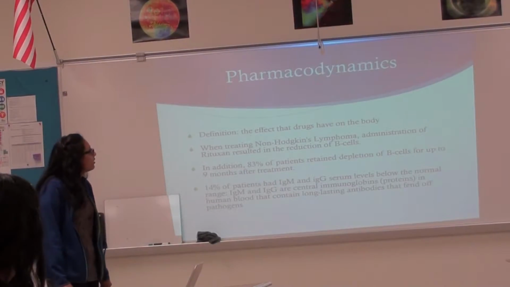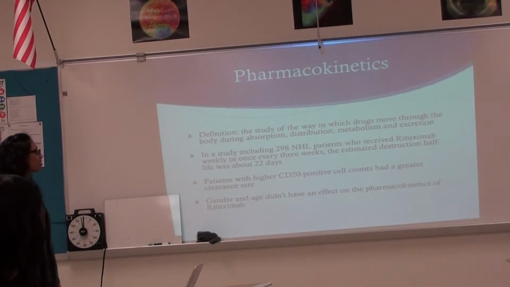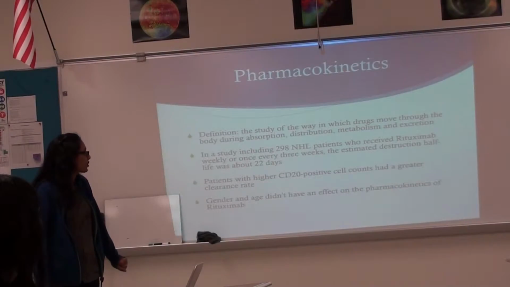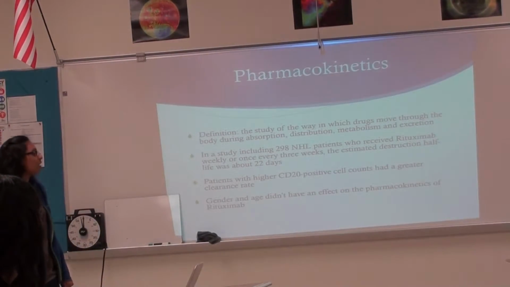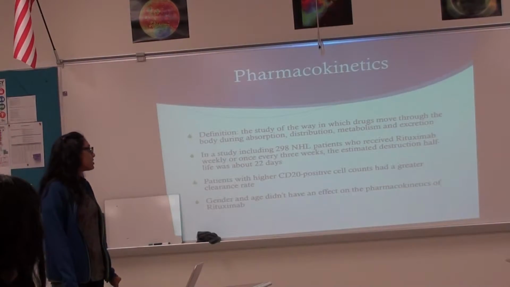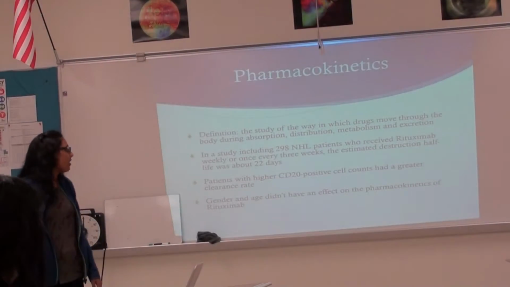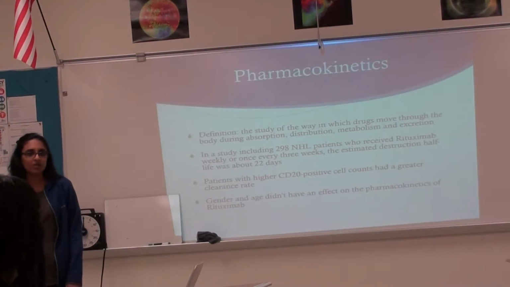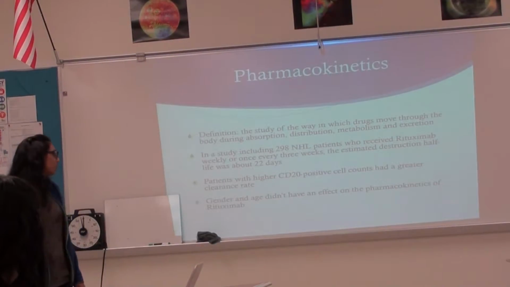For the pharmacokinetics, the definition is the study of the way in which drugs move through the body during absorption, distribution, metabolism, and excretion. In the study including 299 non-Hodgkin's lymphoma patients who received rituximab weekly or once every 3 weeks, the half-life was about 22 days. Patients with higher CD20 positive cell counts had a greater clearance rate. Gender and age didn't have an effect on the pharmacokinetics of rituximab.